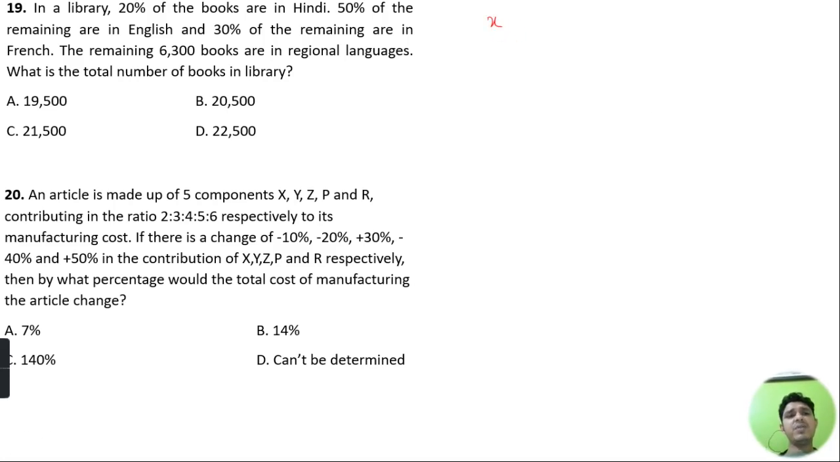In the library 20% of books are in Hindi, that means we can simply write X divided by 5 is in Hindi, and what we are remaining with is 4x divided by 5, right? 50% of the remaining is in English. That means if we take 50%, so 1 by 2, that means 4x divided by 10 is in English. And the remaining will be 4x divided by 10.